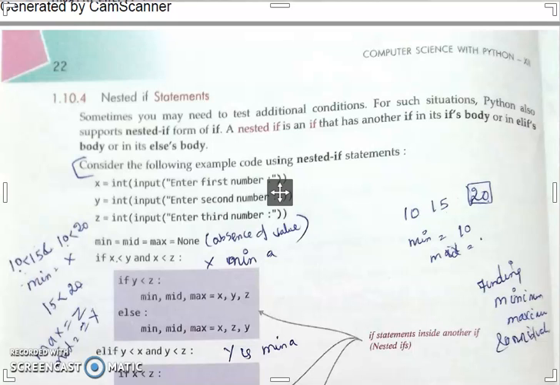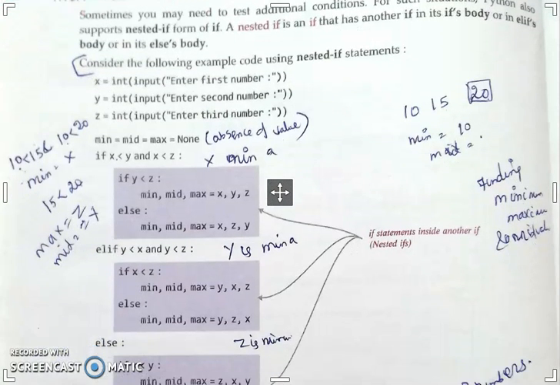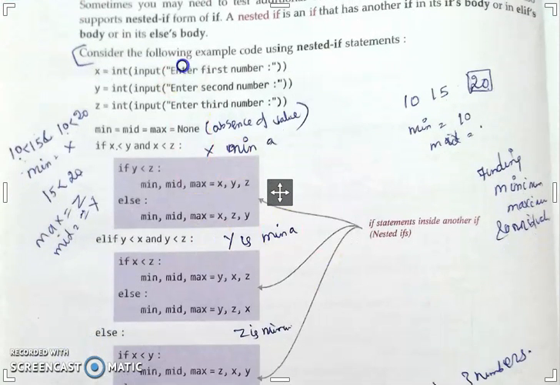Then a nested if statement is also possible. That is, one if statement will come under another if statement. We can specify it here. For example, this is the best example for the nested if statement. In this we are going to find the minimum value. We give 3 numbers as input, and from the 3 numbers we find the min value, max value, mid value.